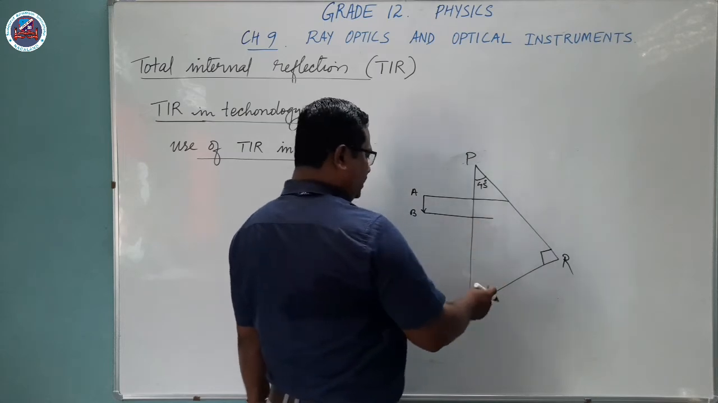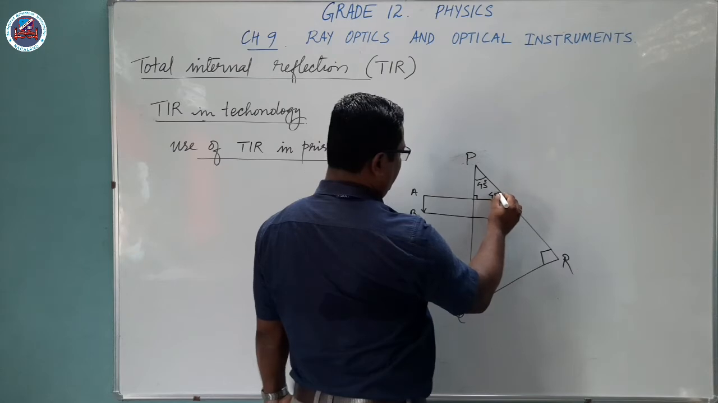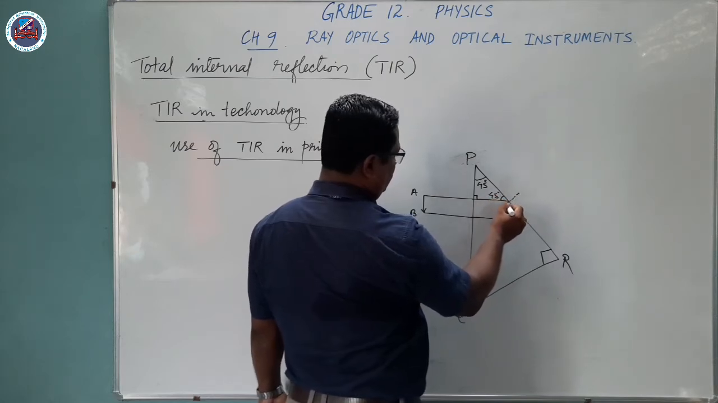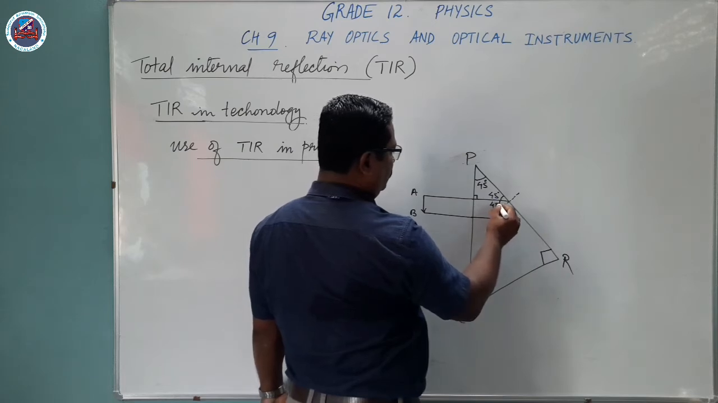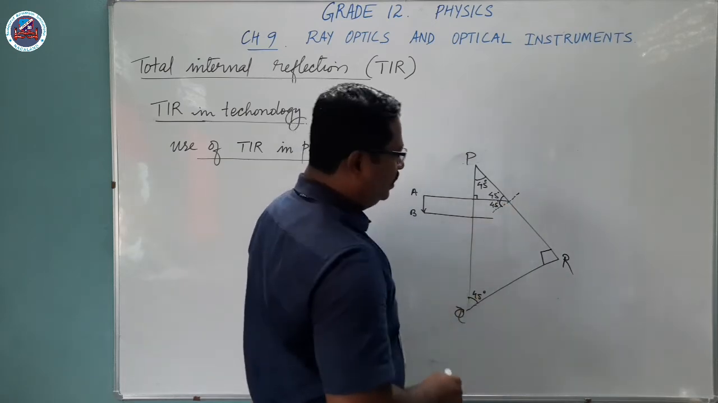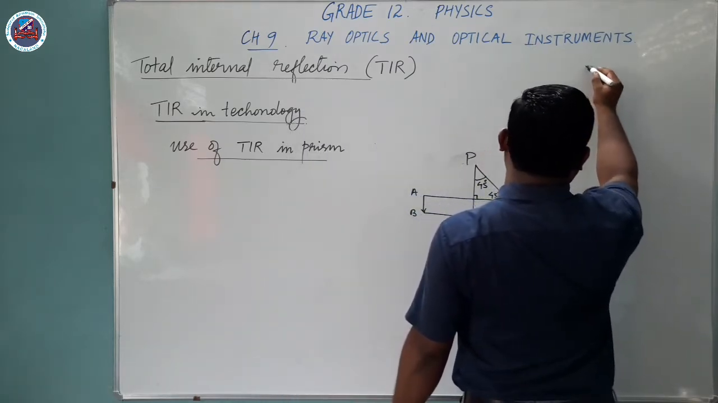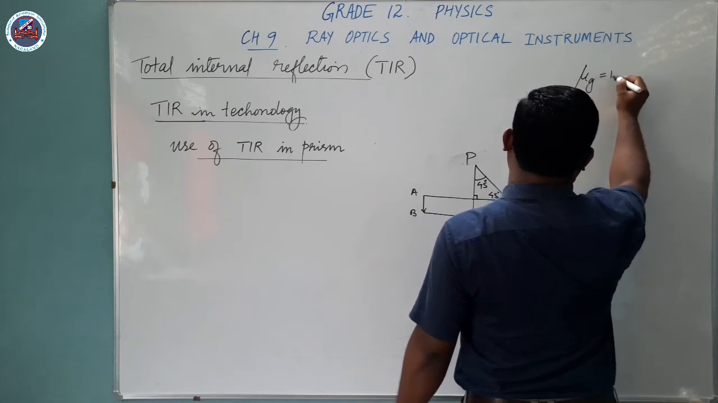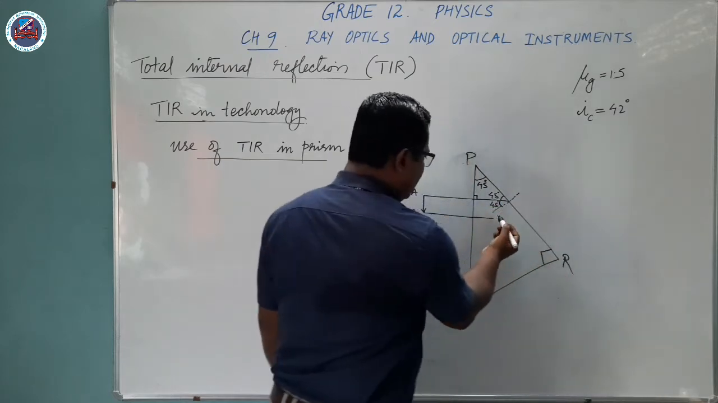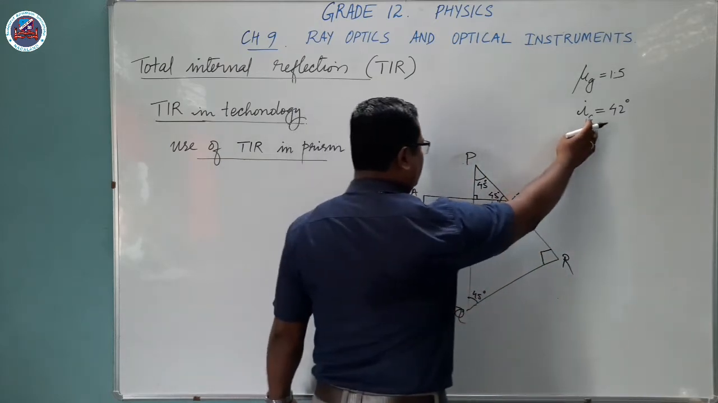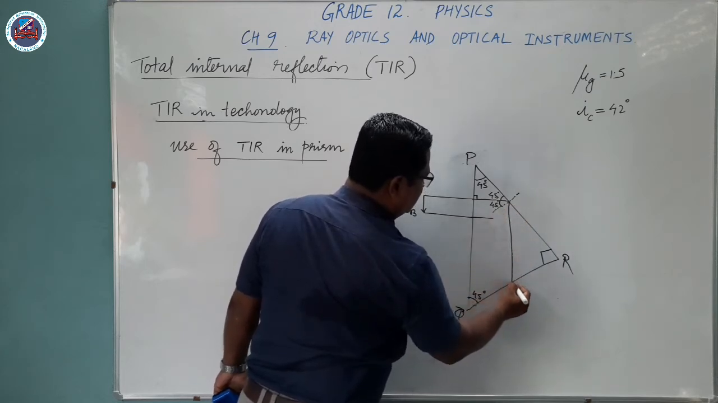Then as this angle is 45 degree, this angle is 90, so this angle also will be 45 degree. Here if I draw one normal, then you know that normal means 90 degree here, so this will automatically be 45 degree. Now critical angle of glass with refractive index 1.5 is 42 degree. Now this angle is higher than the critical angle of the glass. So here total internal reflection will take place, it will come down.